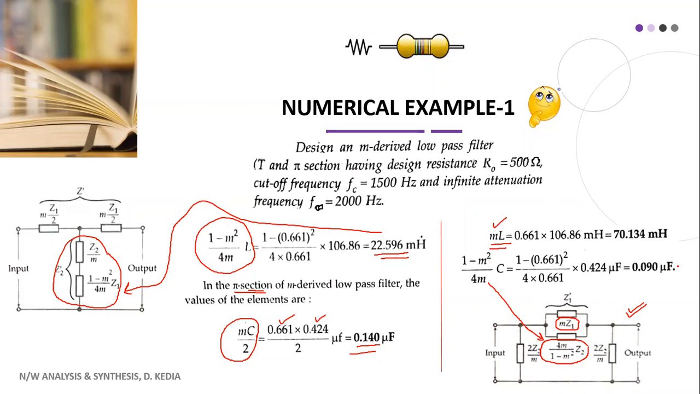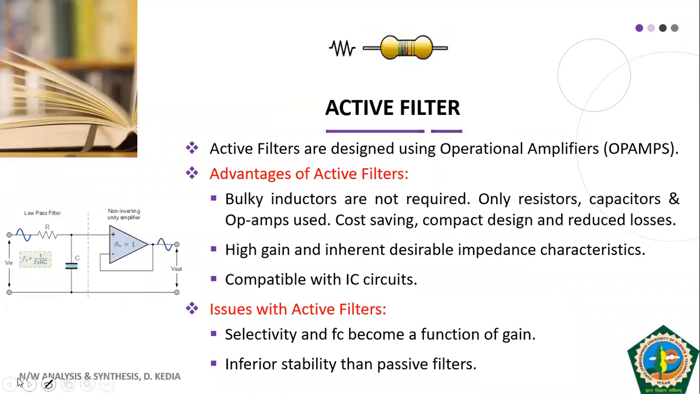So we get this as 0.090 microfarad. And this mC by 2 value will come here. So this is 2 by m, this will become m by 2 into C. So this is how we are able to design the M-derived low pass filter T section and your pi section.